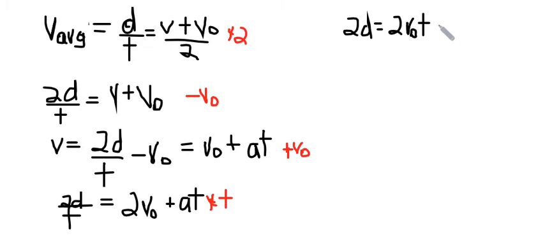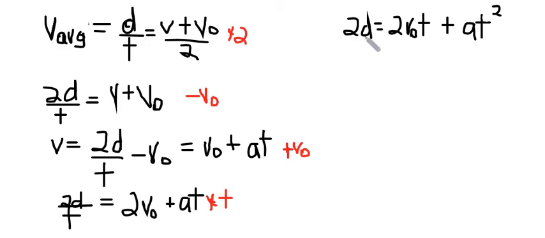2v0t plus a, t and another t, so that's t squared. Oh, that's not a very good t squared. Let's try that one again.